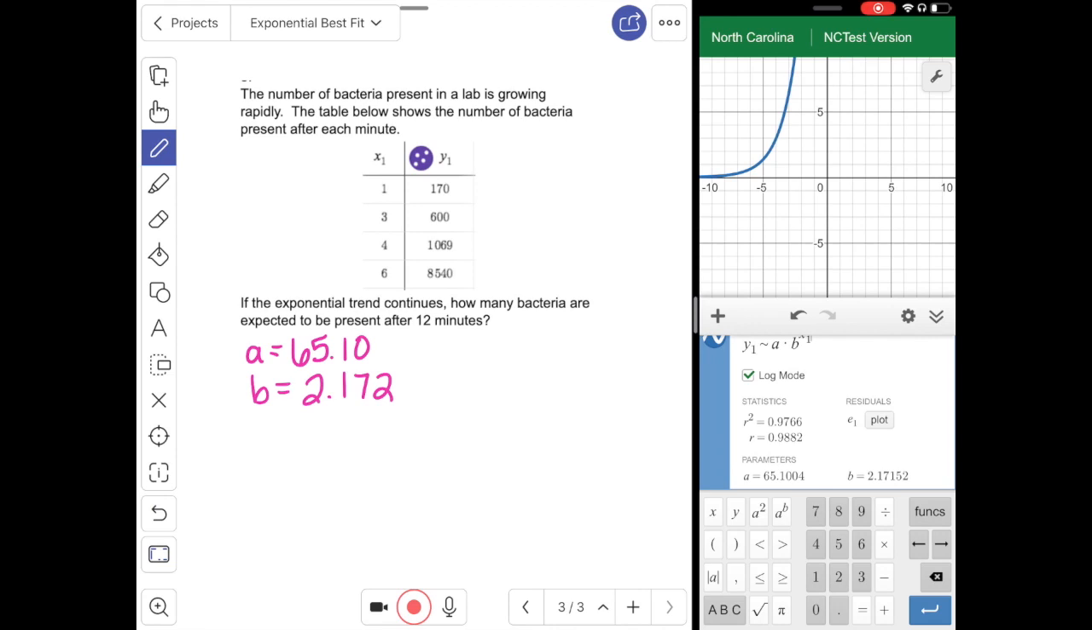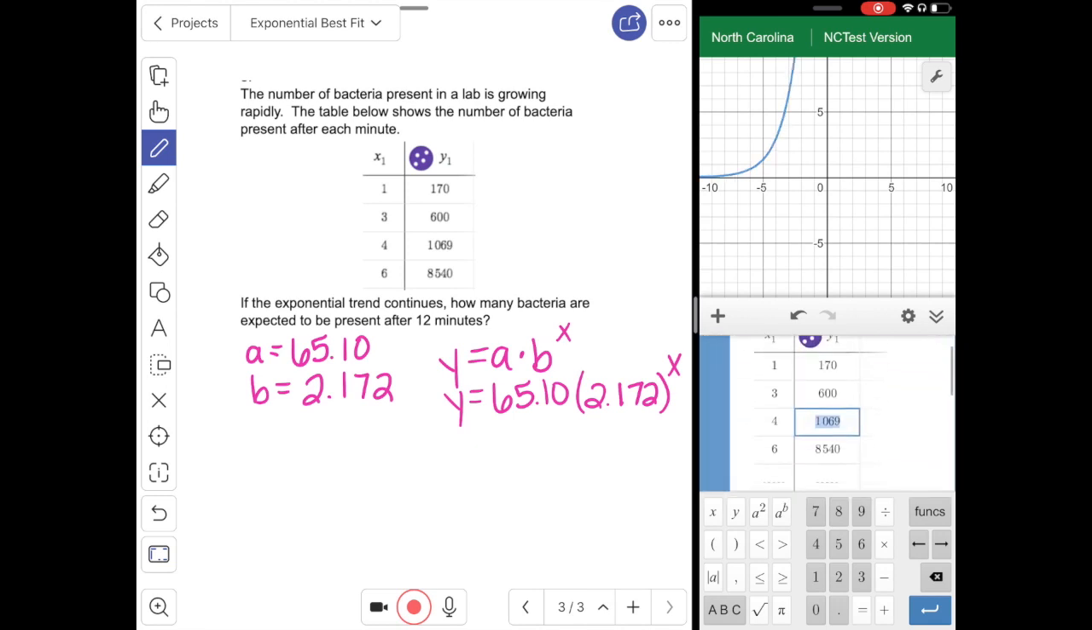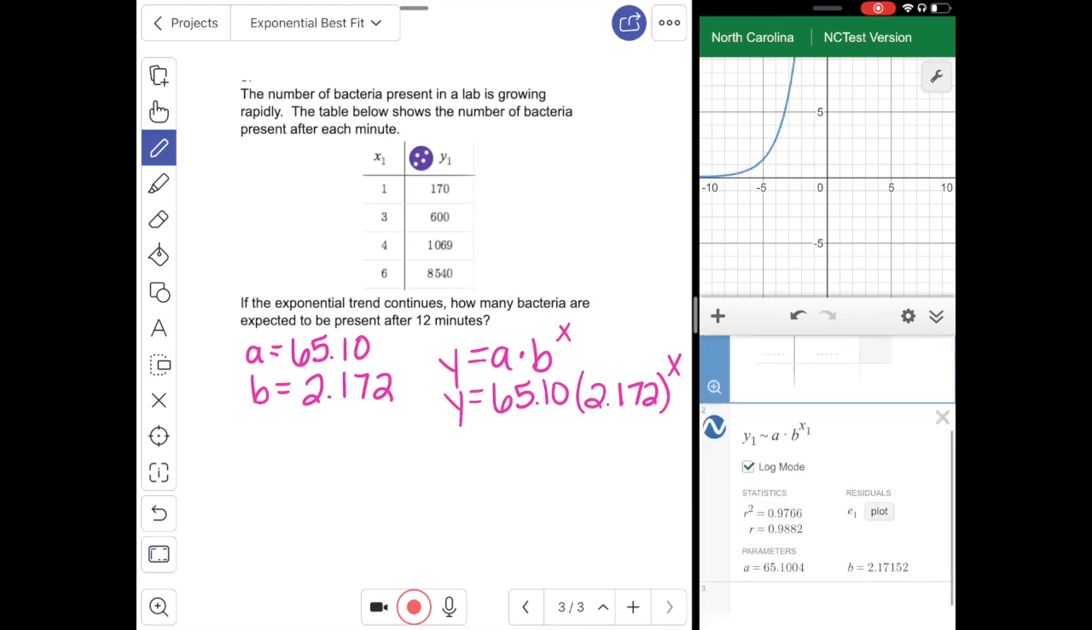So my best fit model, remember we're going to be typing in a times b raised to x. So y equals 65.10 times 2.172 raised to x. That is my exponential model. If you didn't get this, please go back and check your table. Make sure you typed in your pieces correctly from your table, and then make sure you click log mode.